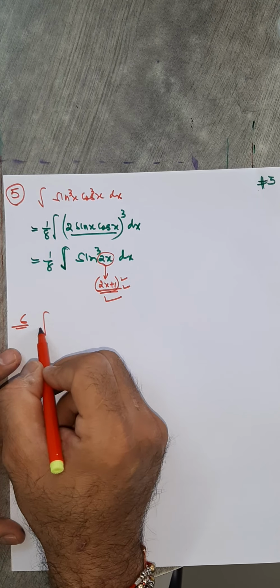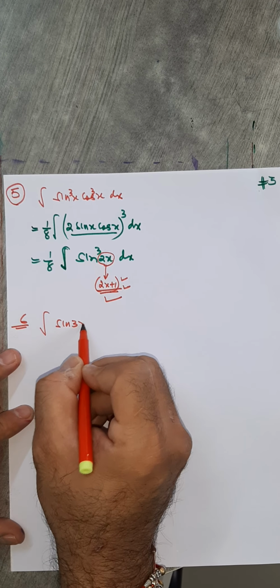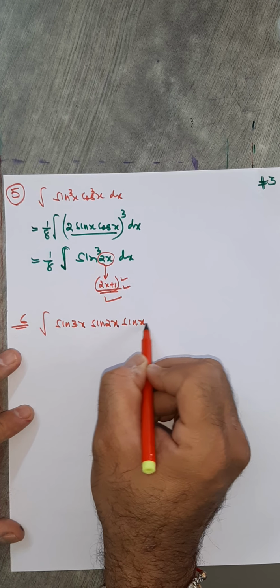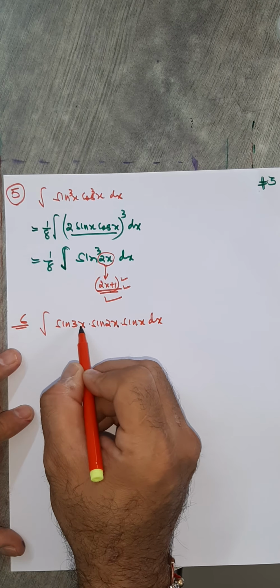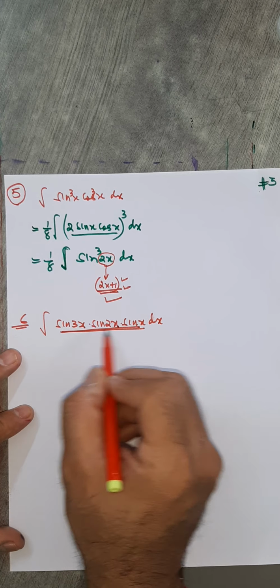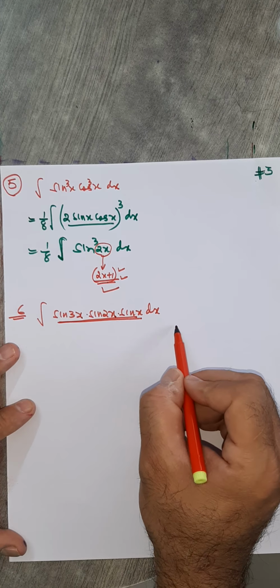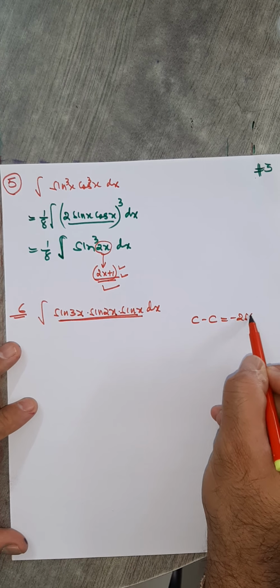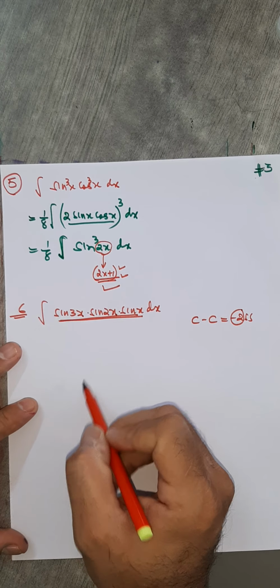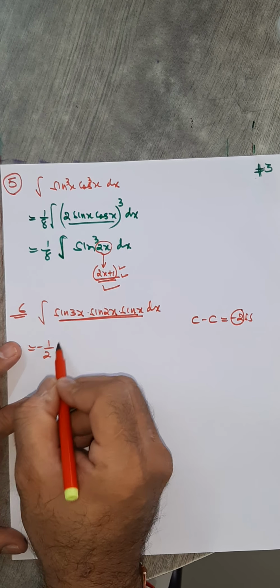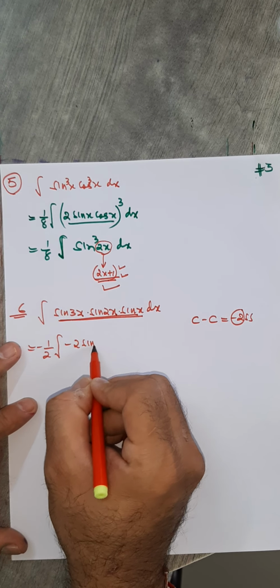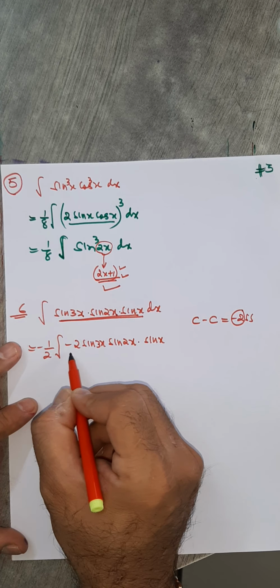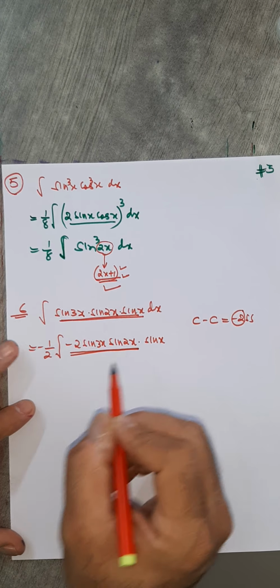Again it is known to you. Integral of sine 3x into sine 2x into sine x. It's just a product of trig functions. How do we do a product of trig functions? Factor formulas. Now if you remember, you have C minus D equals minus 2 sin sin. So you require minus 2 here. So multiply and divide by minus 2. So minus 2 sine 3x into sine 2x, and sine x let's keep as it is. Minus 2 sin sin, we are going to write what?